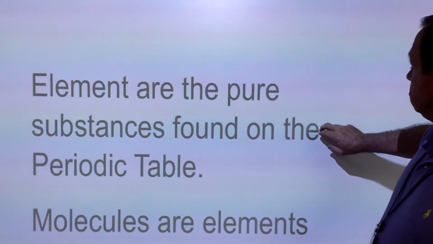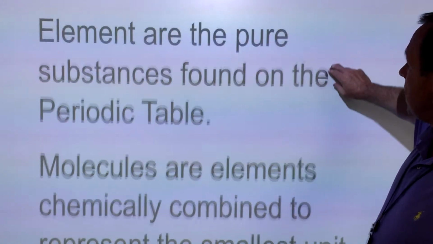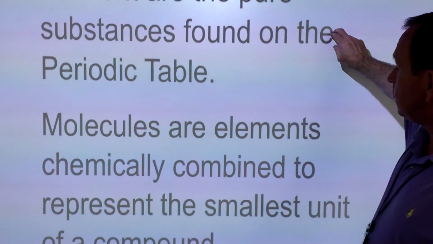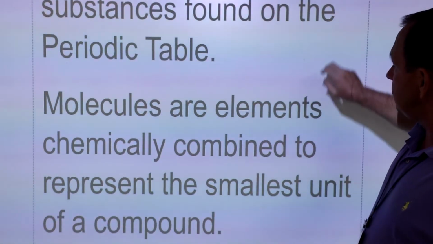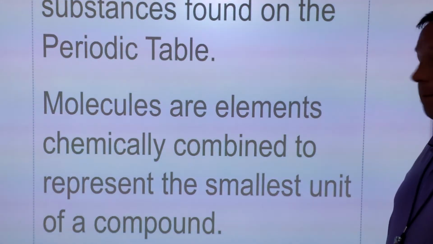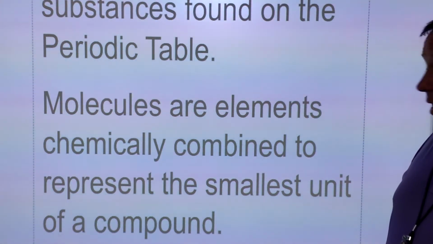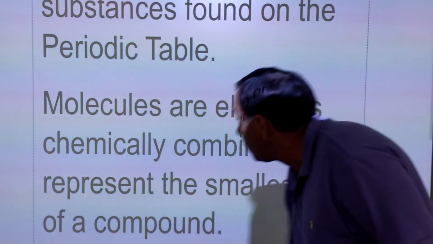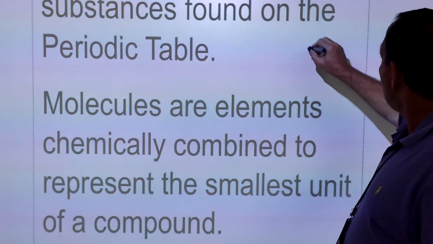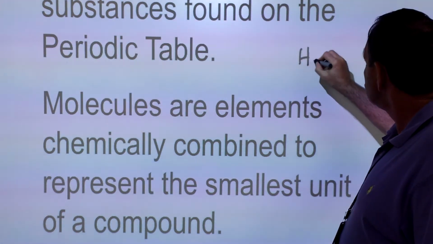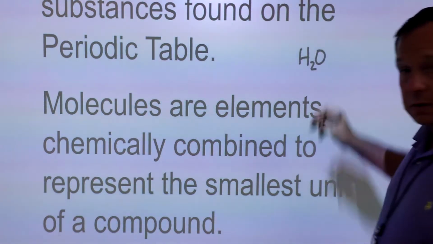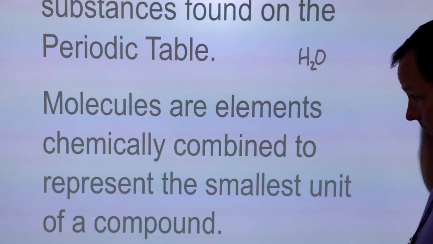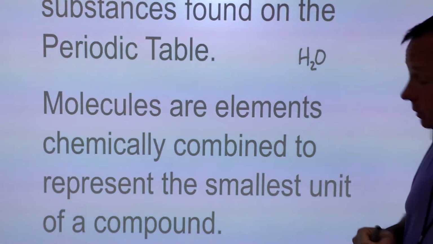An element is the pure substance found on the periodic table. Molecules are elements that are chemically combined to represent the smallest unit of a compound. For example, a molecule, water, H2O. This is a molecule. It is also a compound.